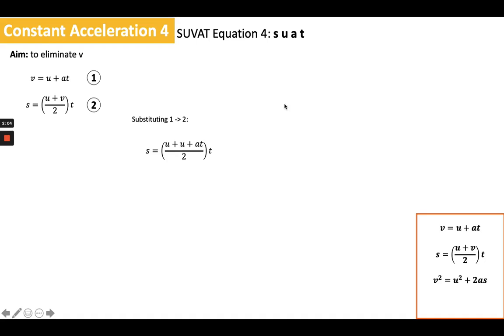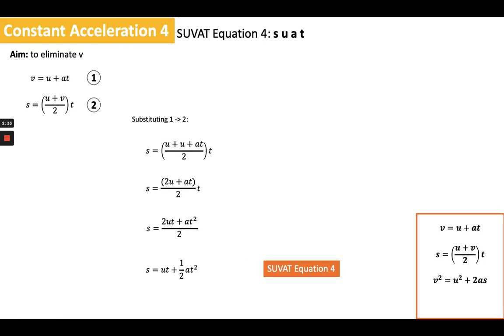So let's substitute v equals u plus at into the second equation, and I can simplify that down a bit. So s equals (2u plus at) all over 2 multiplied by t. I'm going to multiply the numerator by t as I multiply that fraction: (2ut plus at squared) over 2. And then I can simplify this. 2ut divided by 2 is just ut, and at squared divided by 2 is a half at squared. So I get s equals ut plus a half at squared, and that's my fourth SUVAT equation, given in its most commonly given form.